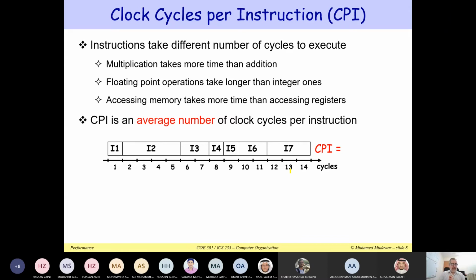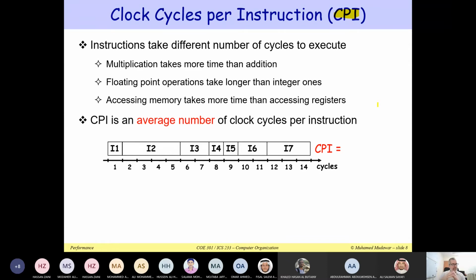So the number of clock cycles per instruction, I call it CPI. Cycles per instruction, that's the CPI. It's a very important metric. Now that can change from one instruction to another. For example, a floating point addition will take longer than an integer addition. Integer addition is simple. Floating point addition is not simple.